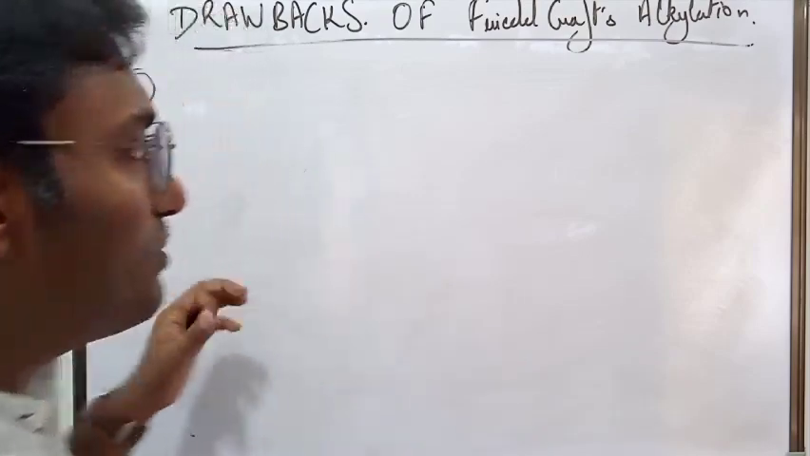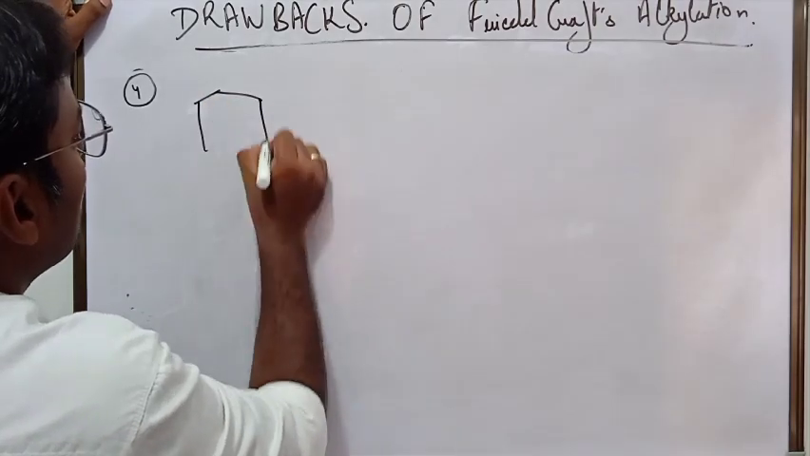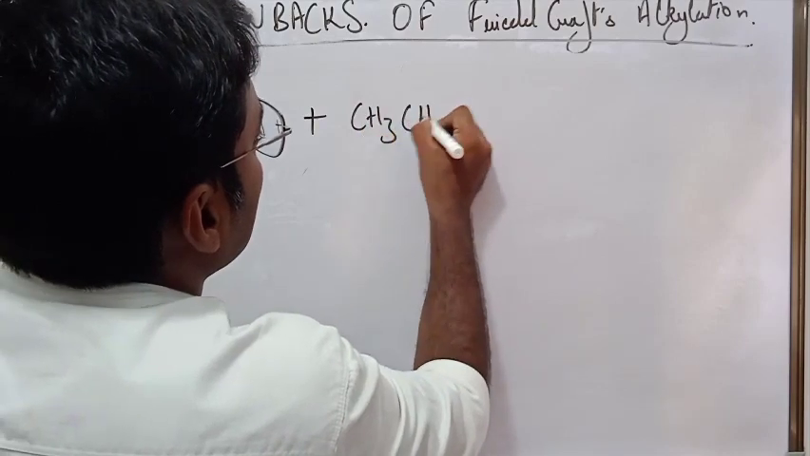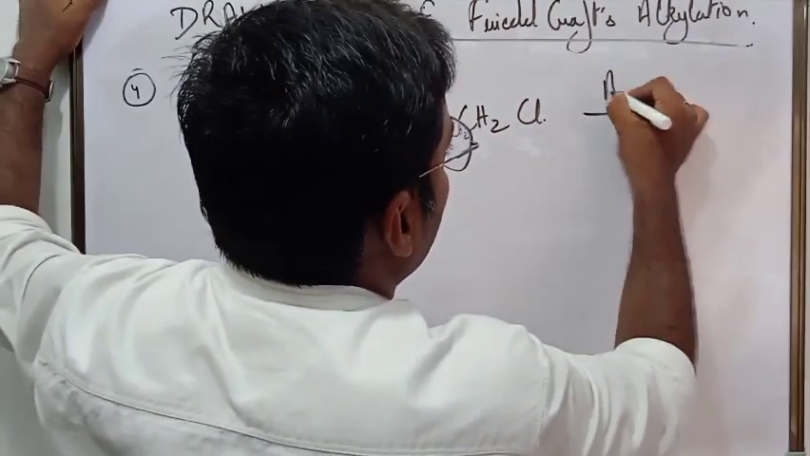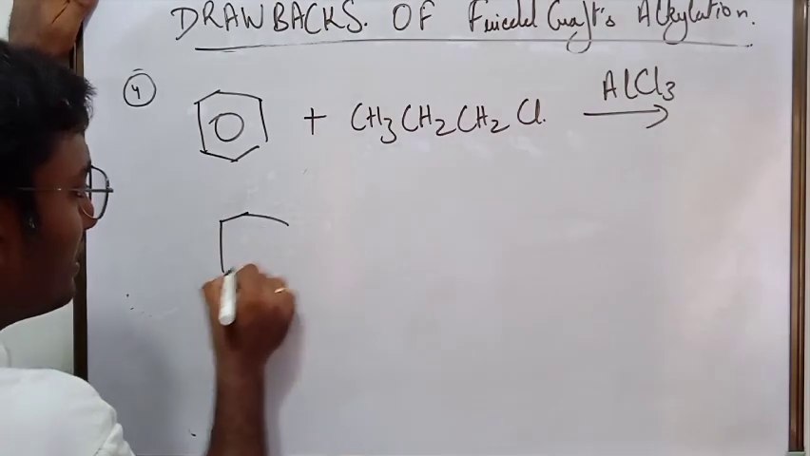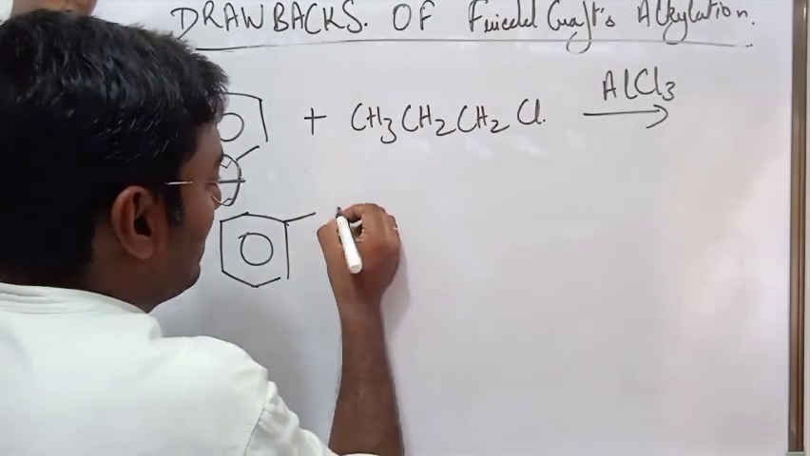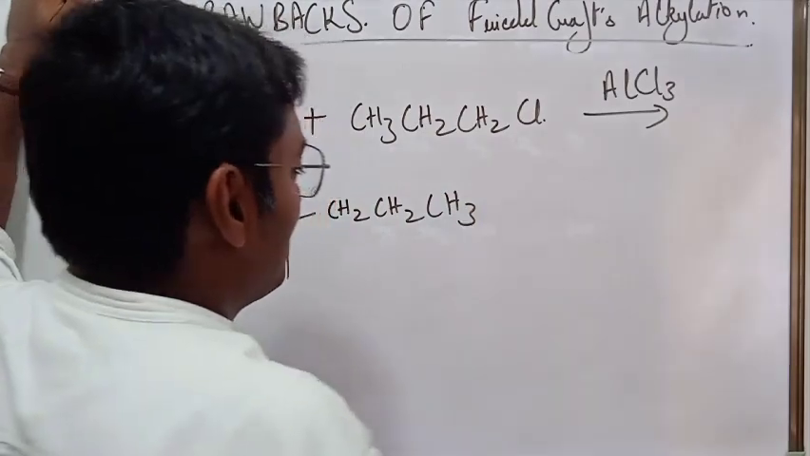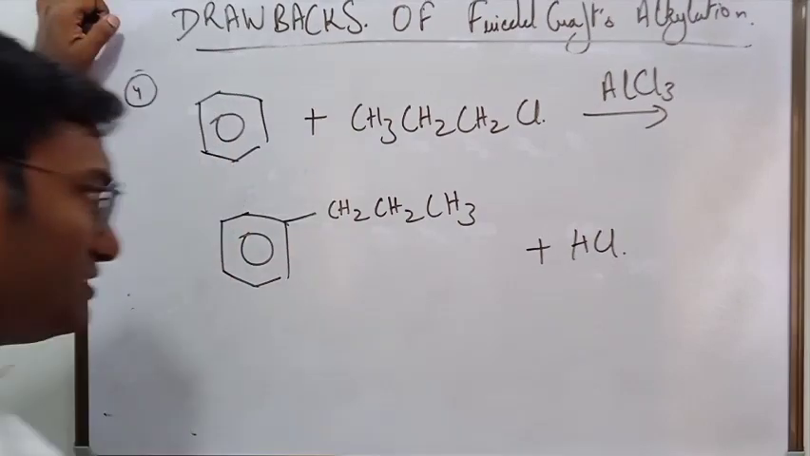To demonstrate this, let me give you an example. Suppose this is the benzene ring, you are using n-propyl halide, and you are trying to go for Friedel-Crafts alkylation. What you are expecting is CH2, CH2, CH3, plus HCl. That is what you expect.